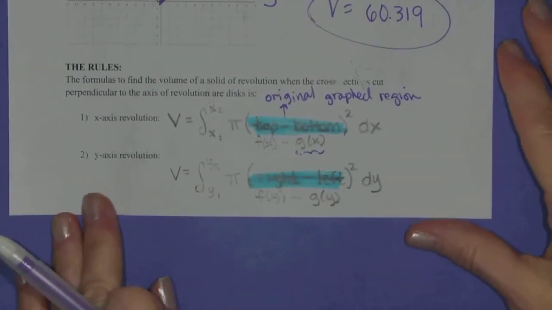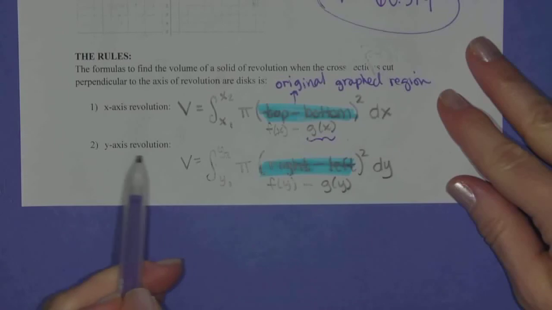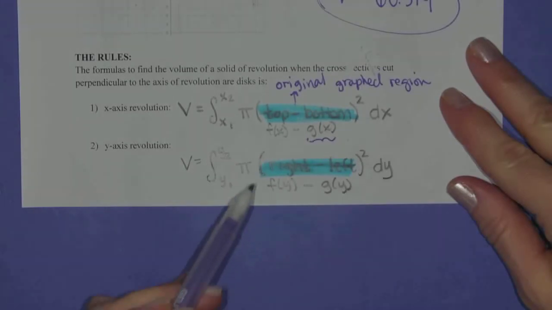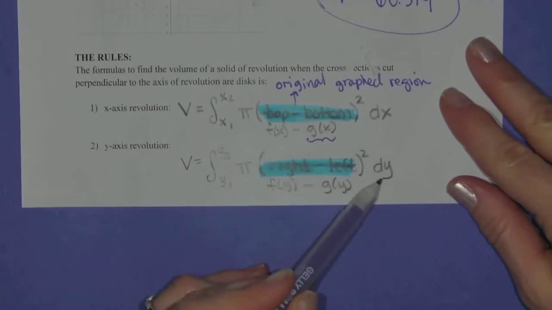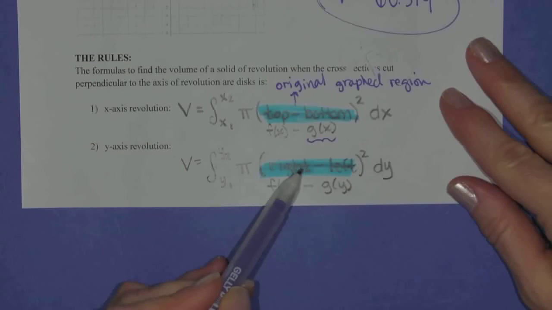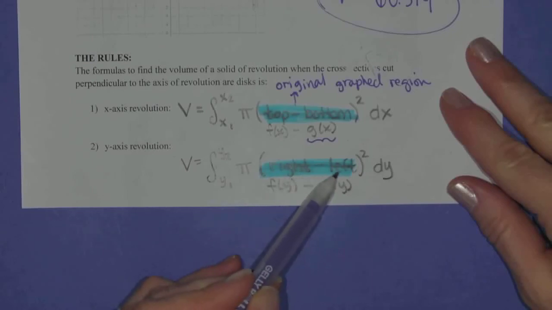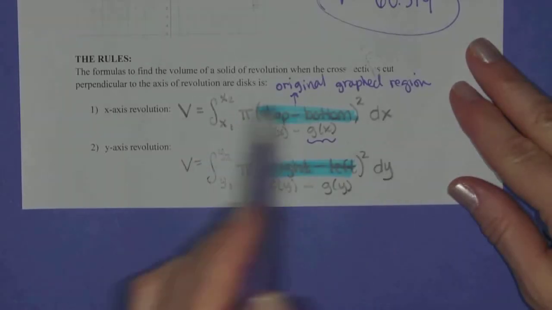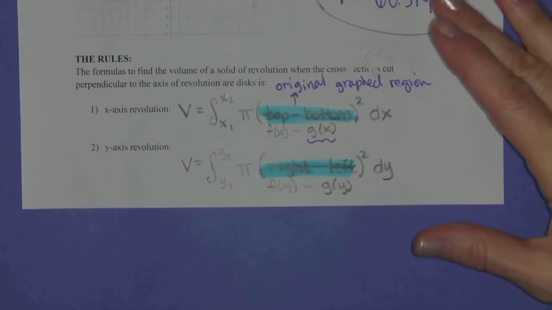If you're spinning around the y, very similar, but now your volume is from y sub 1 to y sub 2, pi r squared dy, the right function minus the left function. These must be in terms of y, so f of y minus g of y. So make sure you're starting to memorize those formulas.